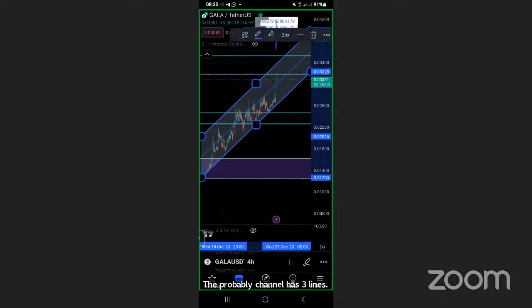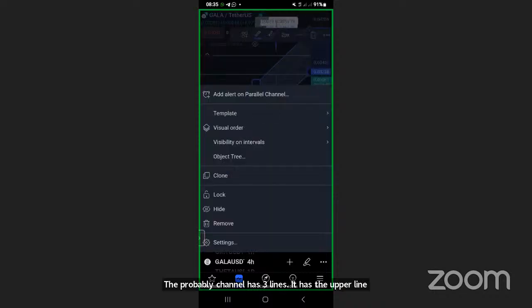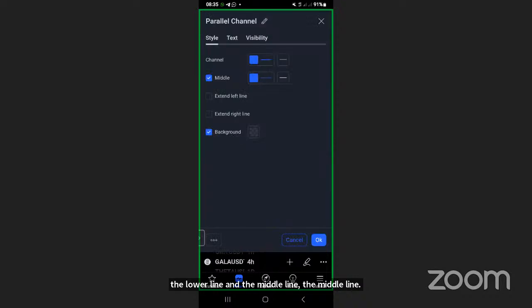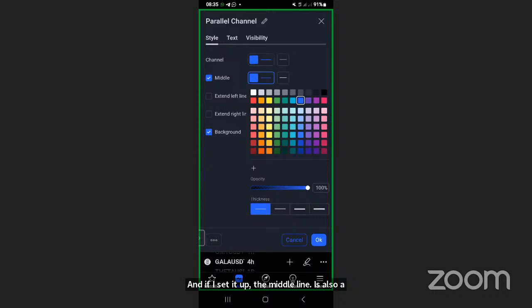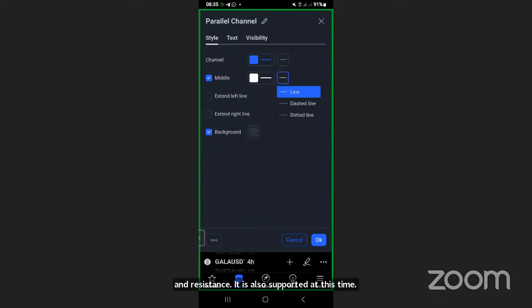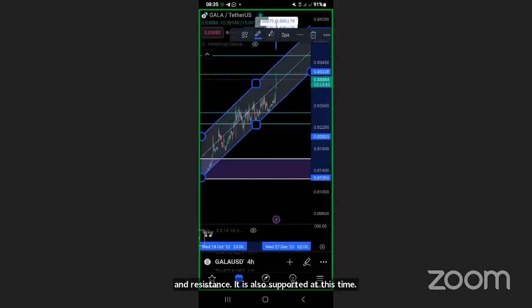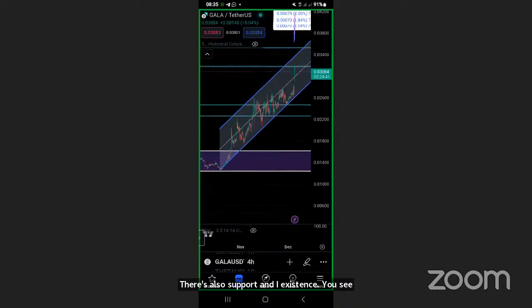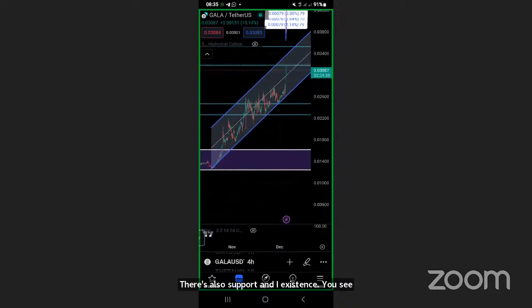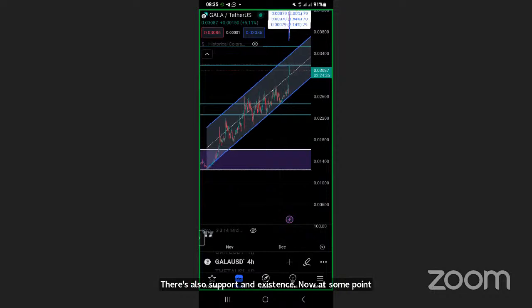The middle line is also a support and a resistance. See that? At some point, the middle line will act as a support. At some point, it will act as a resistance. I hope you understand that.